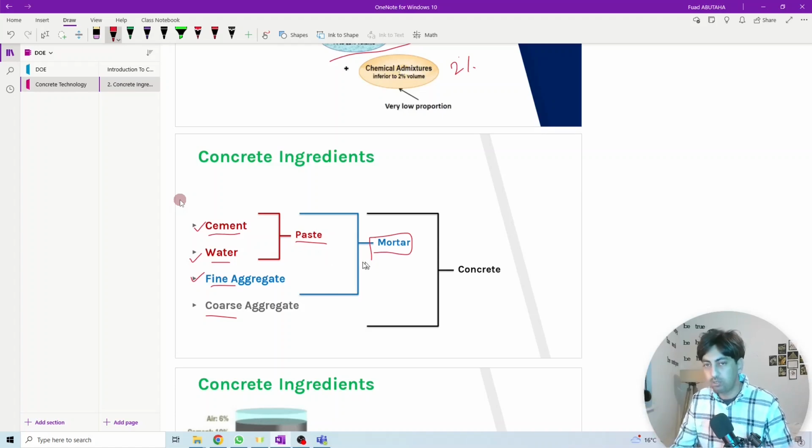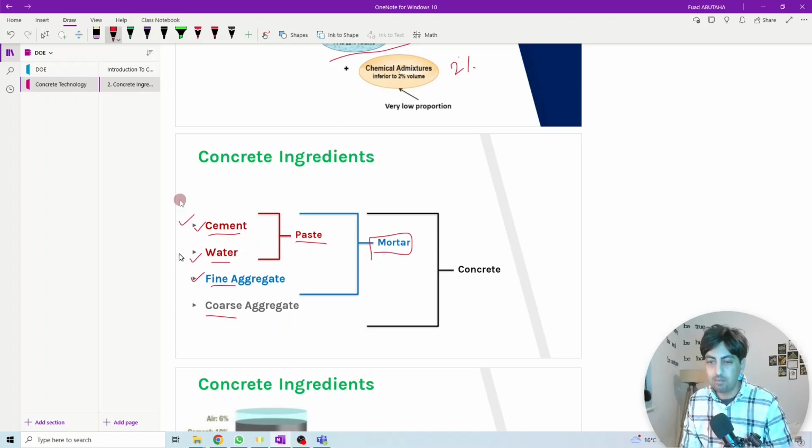If I say mortar, you know that mortar is a mixture of cement, water, and sand. We don't have gravel in the mortar mixtures. If you hear anyone say paste or cement paste, then it means that we only mix the cement with water. It's a mixture of cement with water.